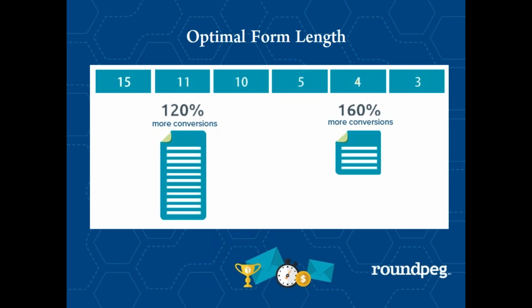Optimal form length, really interesting. The number of fields: the more fields you have, the less likely people are to convert. An optimized form with only 4 fields is 160% more likely to convert than a form with 11 fields, which is more likely than a form with 15 fields. So the less you ask for, the more people will fill out the form.